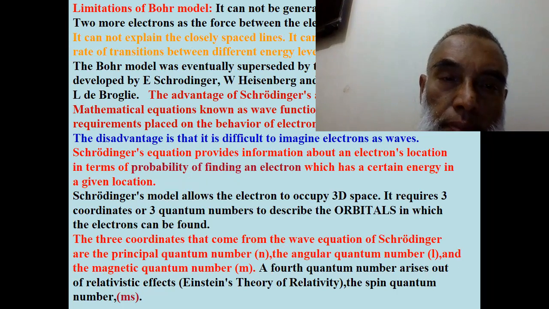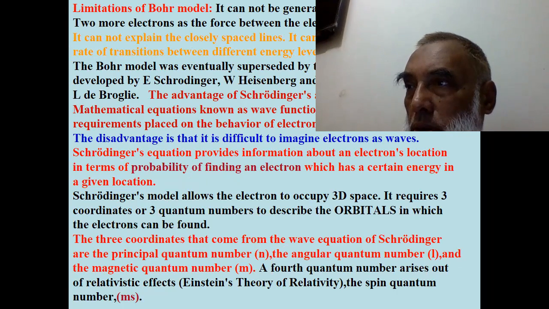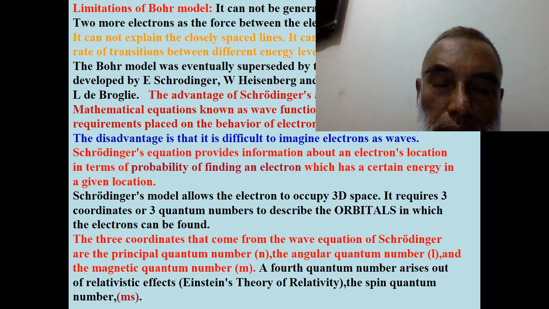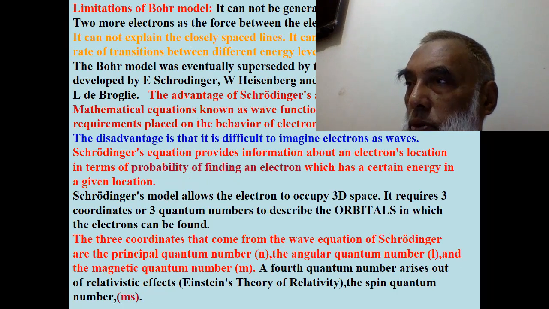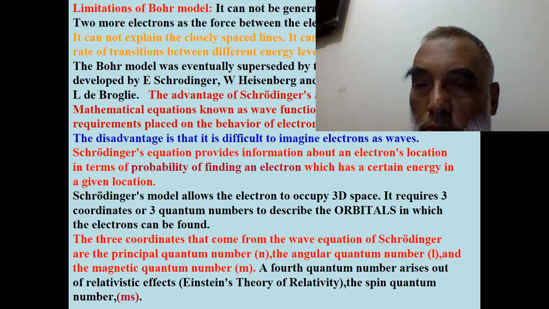The limitation of this Bohr model was proven by Schrodinger, Heisenberg, and de Broglie. They proposed that atoms are not planar, as mentioned by Rutherford or Bohr.